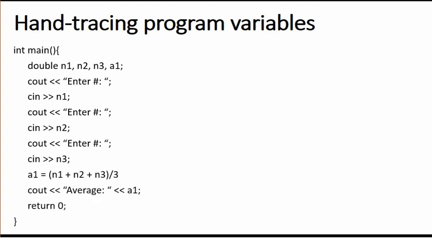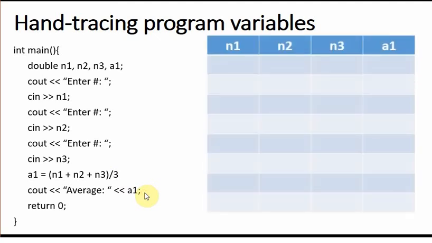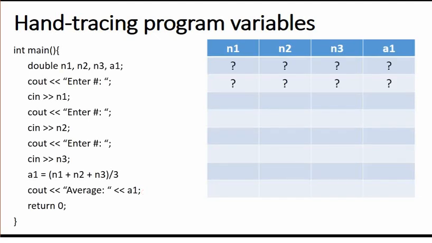So here's an example program. We have 4 variables. We're entering the data. We're performing a calculation and then displaying the result. So here is a hand tracing table. This is something that I use a lot even to this day. So say for example, we start off with these first 2 statements, N1, N2, N3, and A1. They have been declared, and then we prompt the user to enter a number. Well, we don't have values for them, so we use question marks.